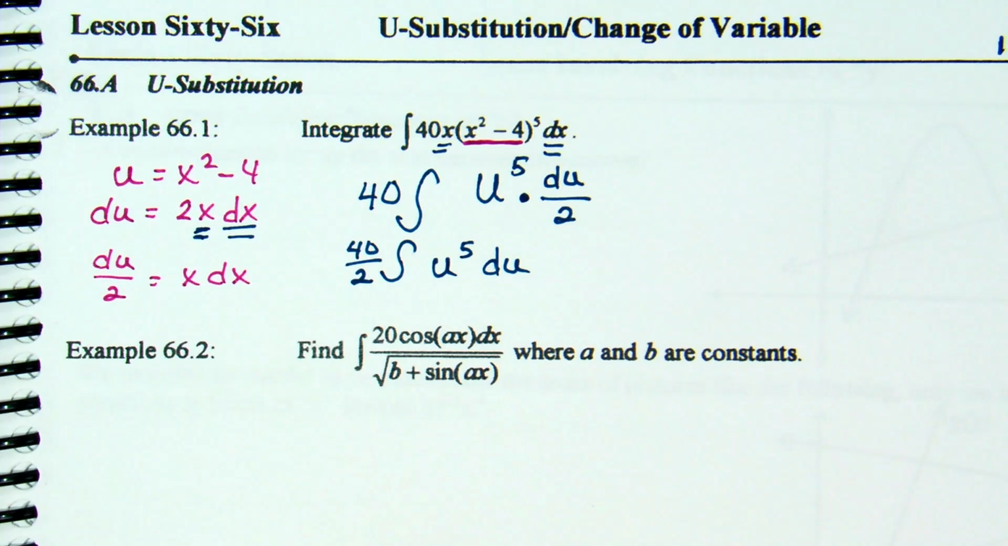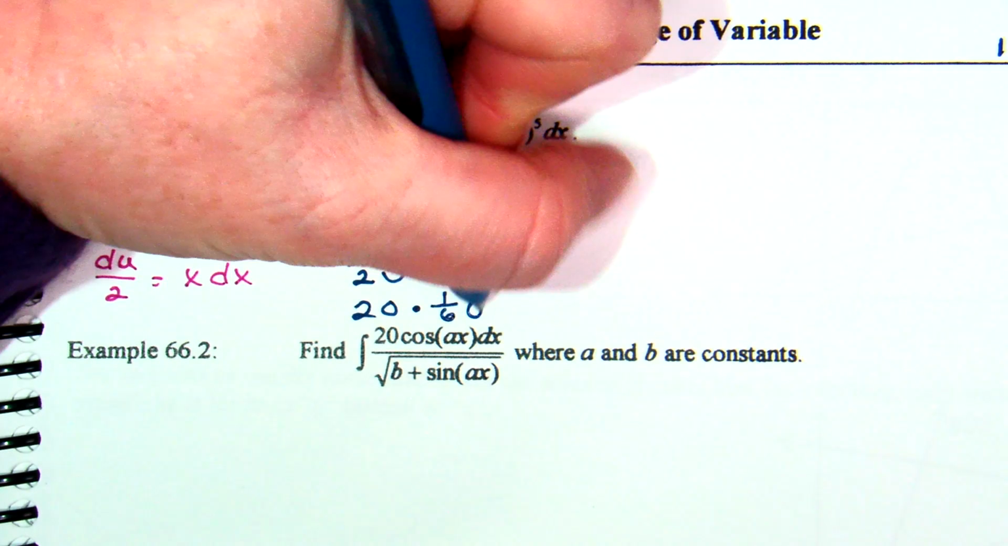Okay, so 40 divided by 2, I'm just going to write out front as 20. What is the integral of u to the 5th? Add a power when we're integrating and divide by that new power. So 1/6 u to the 6th, and officially we should say plus c.